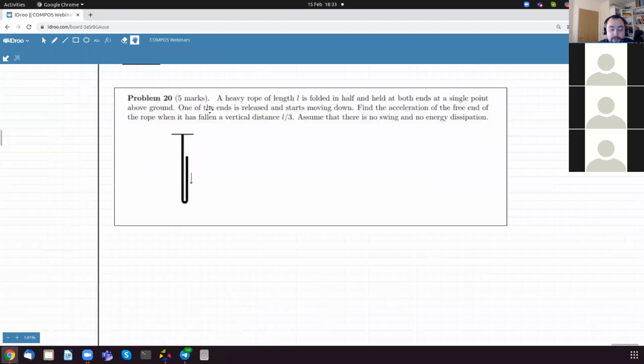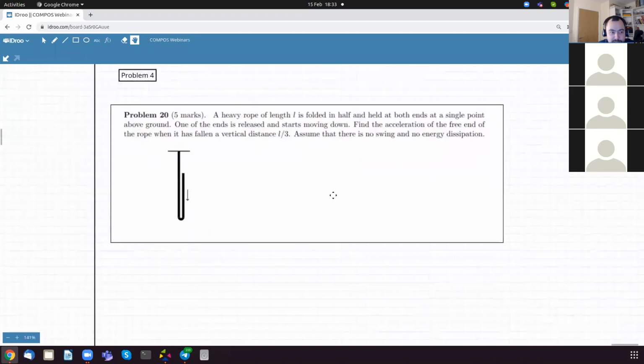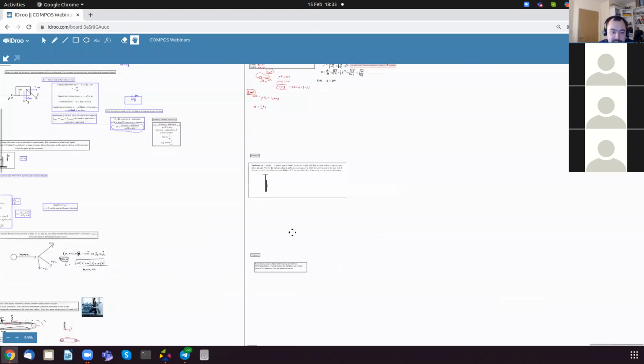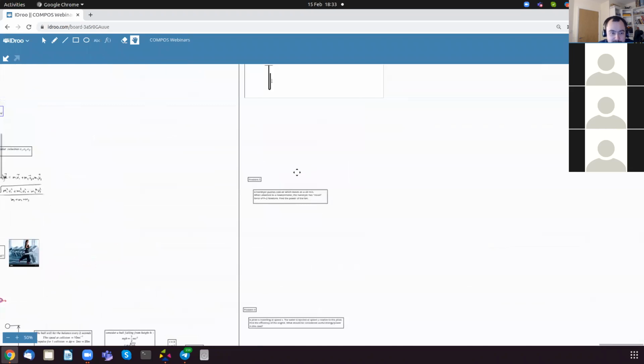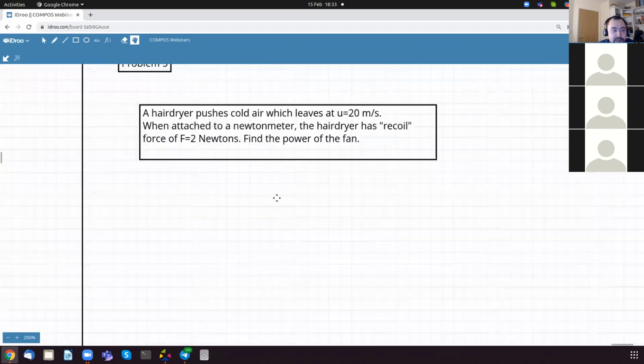Okay, problem 4. Problem 4 is actually the problem from the assignment. I'm going to leave it to the end because I can spend an hour doing this. Just very quickly doing this.